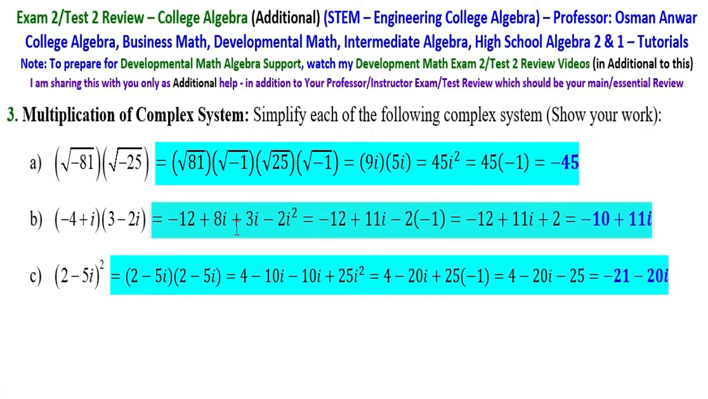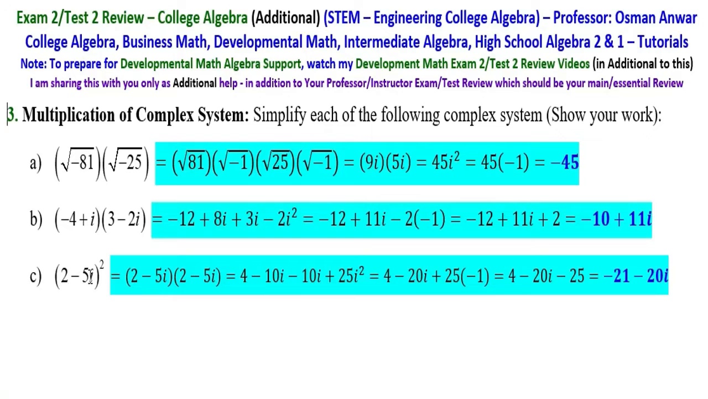So this is equal to minus 12, plus 11i, minus 2 times minus 1. i squared is minus 1. So this is minus 12 plus 11i plus 2. So this is minus 10 plus 11i.